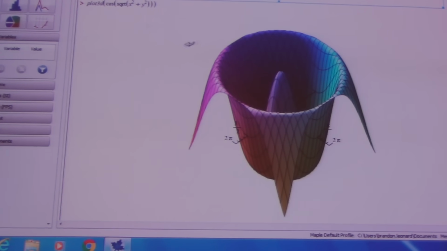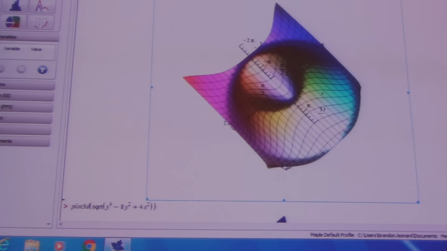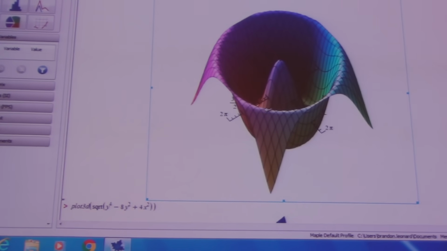This is a weird one. It's cosine of the, we didn't do it in class. I'm just giving you a cool picture. Cosine of the square root of x squared plus y squared. Isn't that a cool looking shape? I just like that. It's really neat.